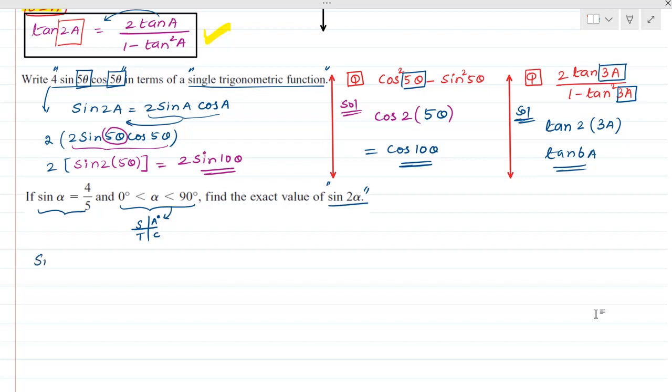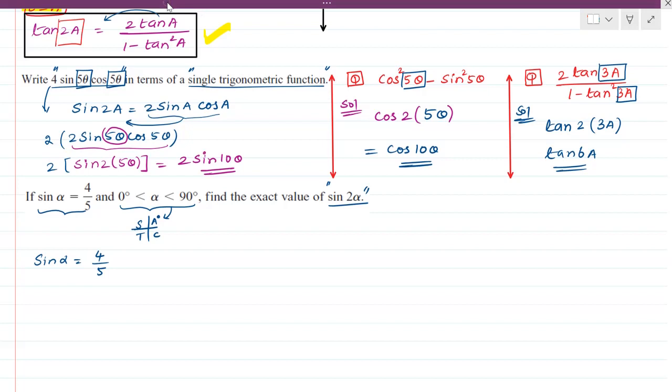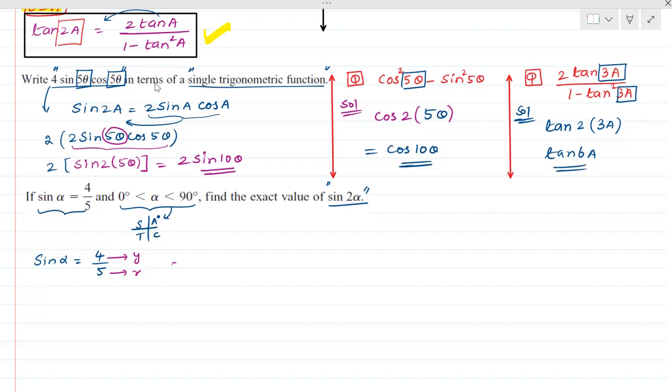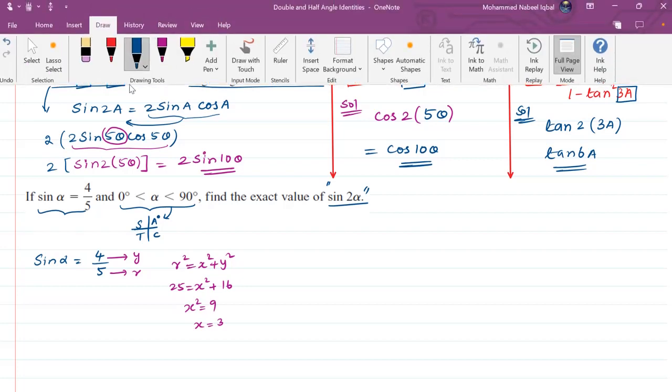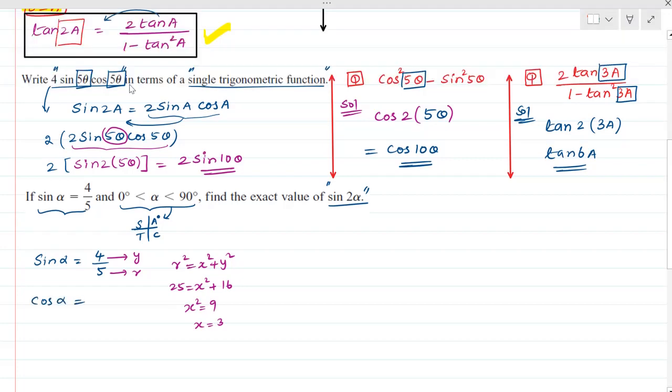Now, first of all, what is given is sine alpha over 2. And in this one, what is given? This is y over r. As per the rule, we know x square plus y square equals r square, which is 25. We don't know y here. x square is 9, so x is equal to 3. So what is cosine alpha? Cosine alpha is 3 over 5, x over r.